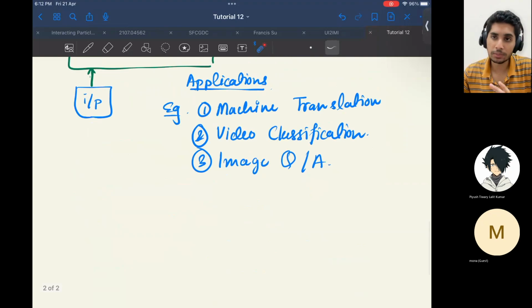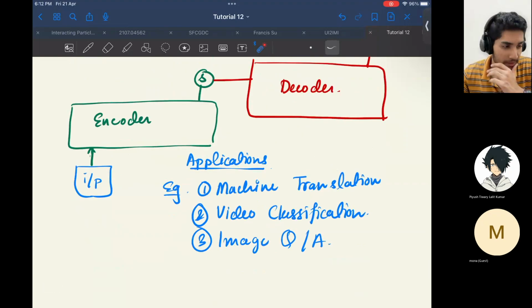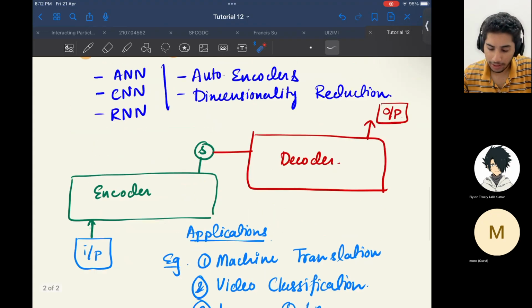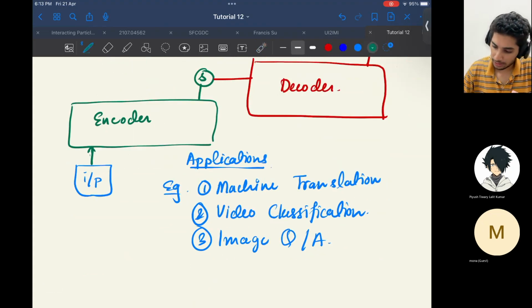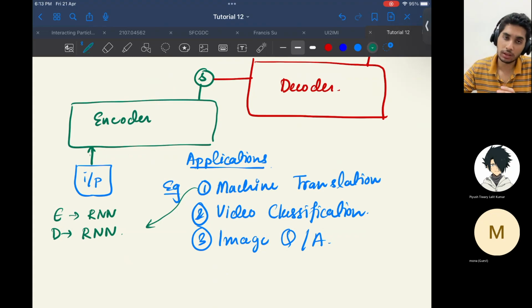So this is the gist of it. Whenever you have some sequence of inputs or multimodal inputs, the encoder-decoder structure helps you. And the architecture of the encoder and decoder depends on the particular task. For example, in machine translation, your encoder is an RNN because you are taking a sentence as input, and your decoder is also an RNN structure because you have to give a sentence as output.